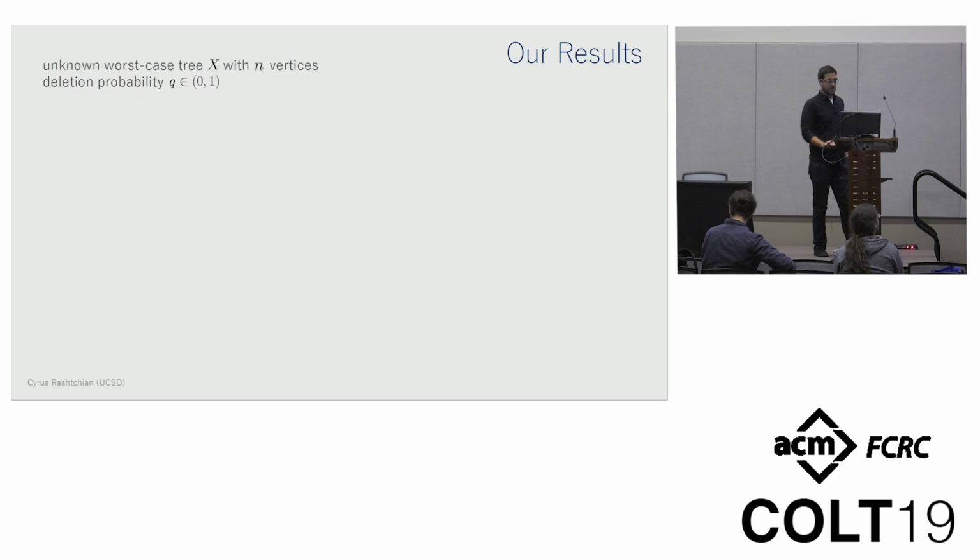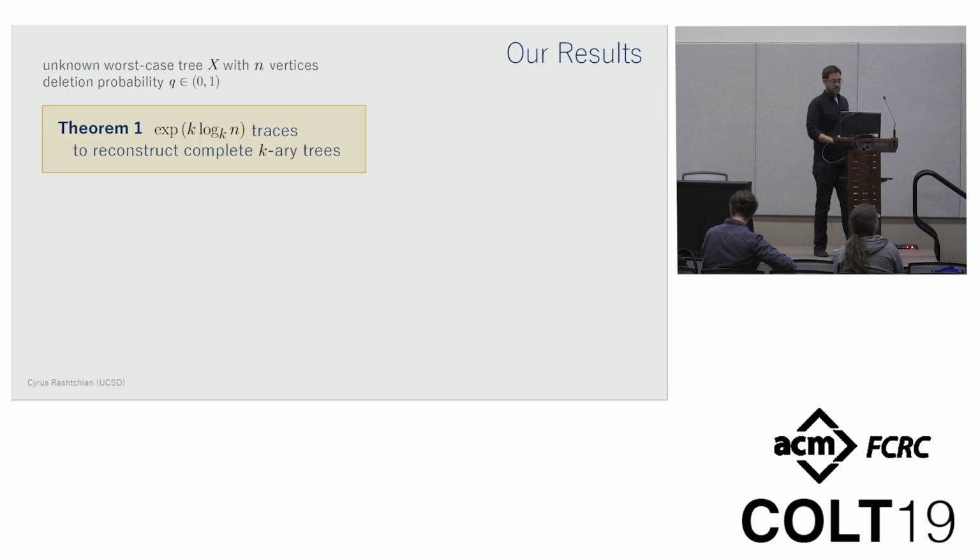We provide a bunch of results for different types of trees using different types of algorithms. For example, what we show, perhaps surprisingly, is that if you have a complete k-ary tree, so think of k small like maybe a binary tree, then exponential in about k log n traces suffice. Which is to say that when k is a constant, this is only a polynomial number of traces. So somehow the structure of the tree immediately gives you a much easier problem than we know for the string case.